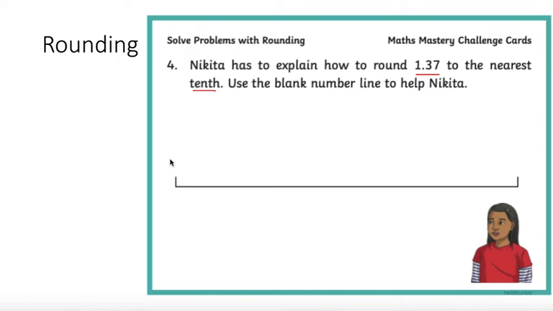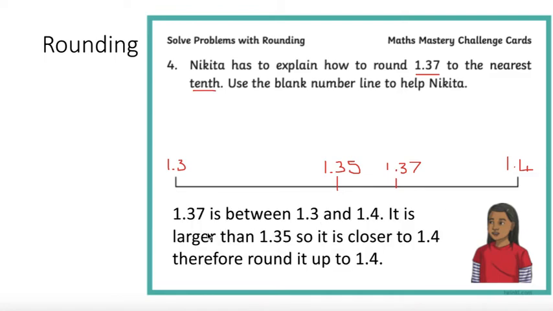Okay, so this time Nikita's number is between 1.3 and 1.4. And exactly in the middle would be 1.35. Nikita's number is 1.37, which is larger than 1.35 and therefore closer to 1.4, so I would round it up to 1.4.